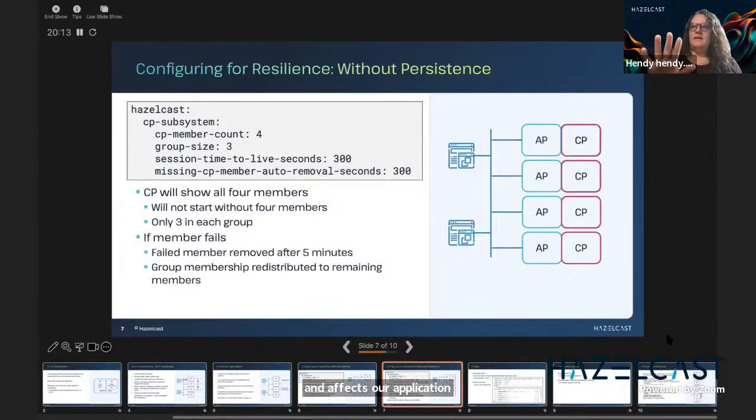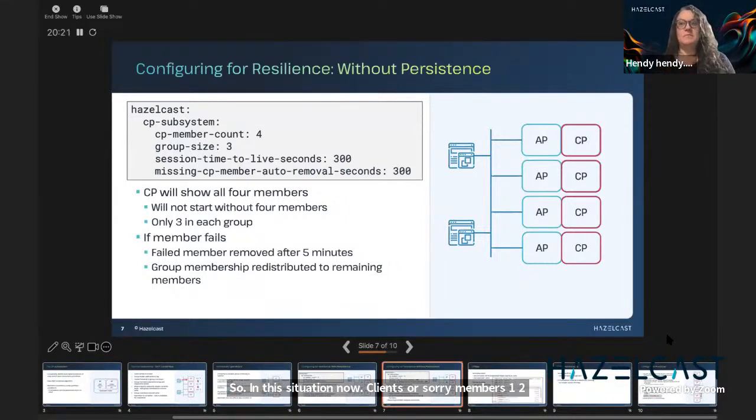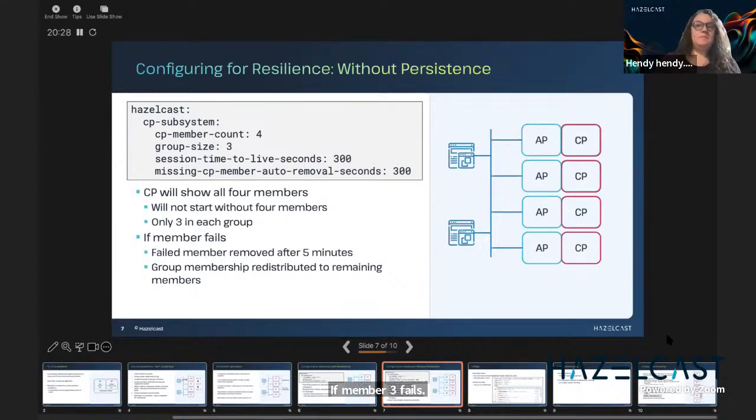So in this situation now, members 1, 2, and 3 were in the group, and member 4 is now on standby. If member 3 fails, after 5 minutes, the group says, hey, member 3 is gone. We've reached our timeout. Is anybody else available to join the group? And member 4 is available to join the group. Member 4 will join the group, bringing the group count back up to 3. Operations continue normally.